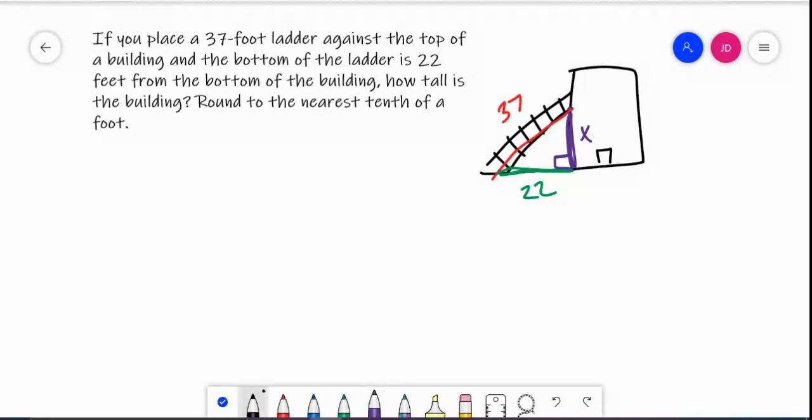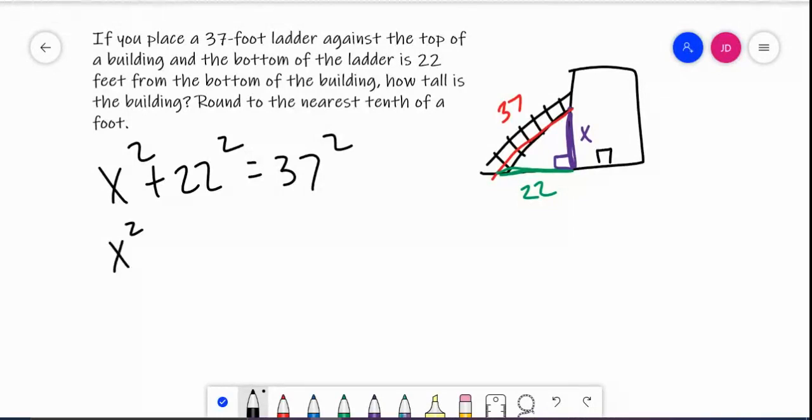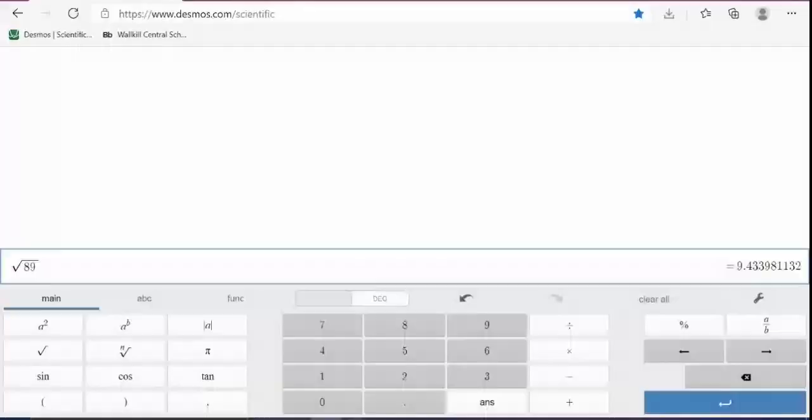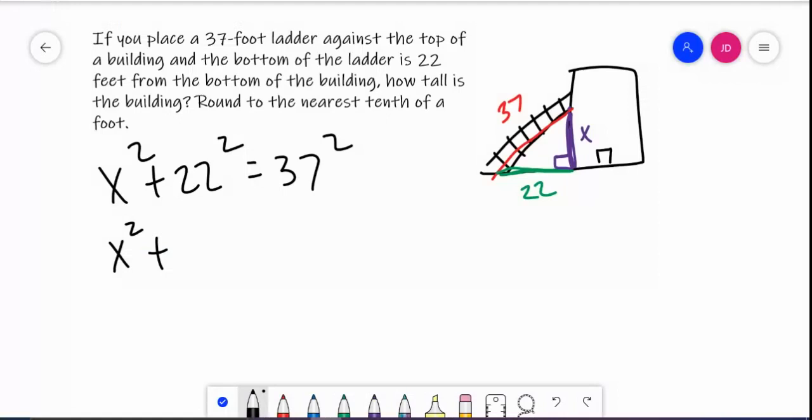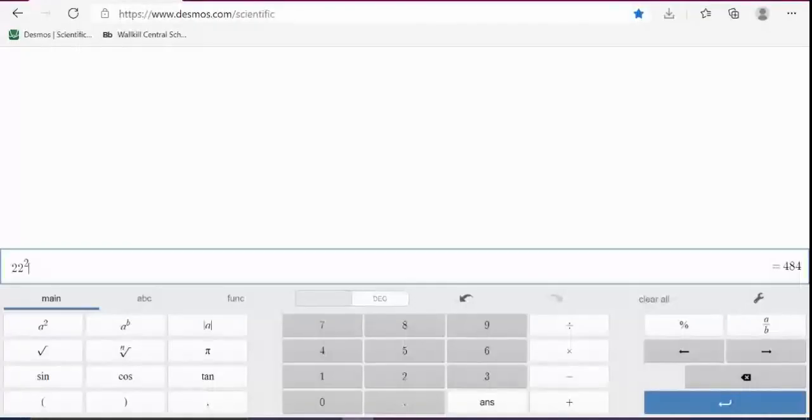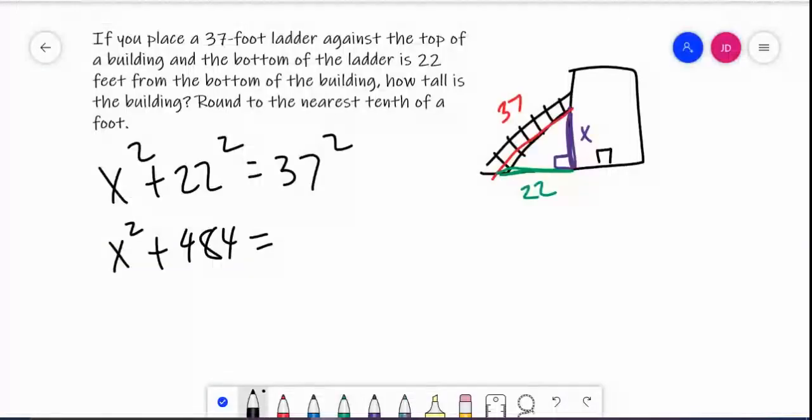So we have x squared plus 22 squared equals 37 squared. All right. I don't know 22 squared and 37 squared off the top of my head, so I'm going to have to use this thing. 22 squared is 484. 37 squared is 1369.